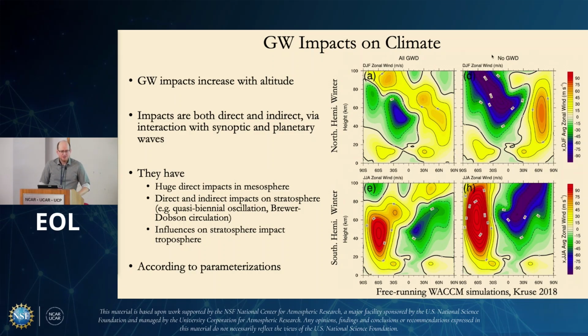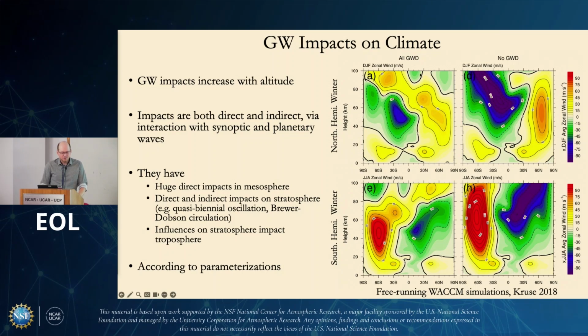So here's a single slide on impacts of gravity waves in climate, which doesn't really do the topic justice. This could be its own seminar. Here I'm showing 2 WACCM simulations. It's zonal and time mean zonal winds. And here's a simulation with gravity waves, and this is northern hemisphere winter mean, southern hemisphere winter mean. And here's what the simulation does when you do not have any gravity wave drag parameterization.